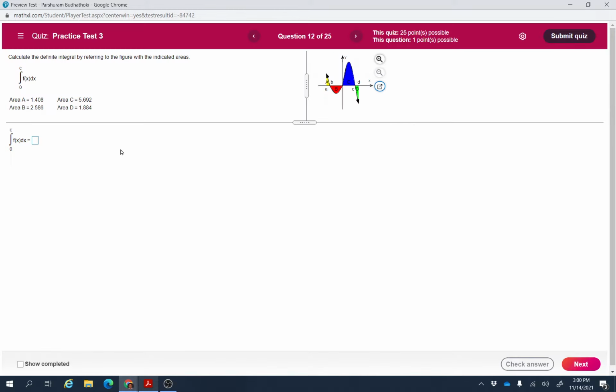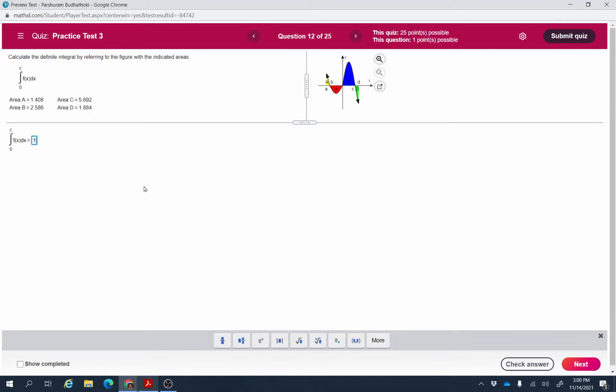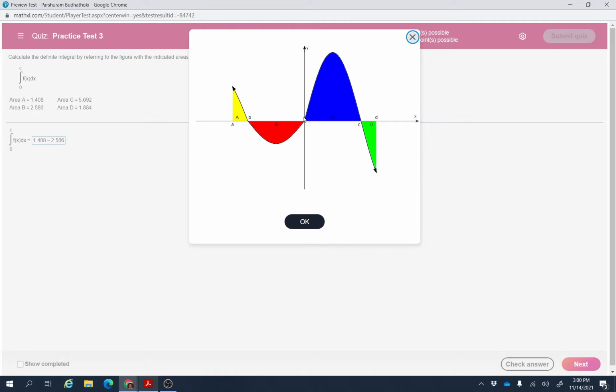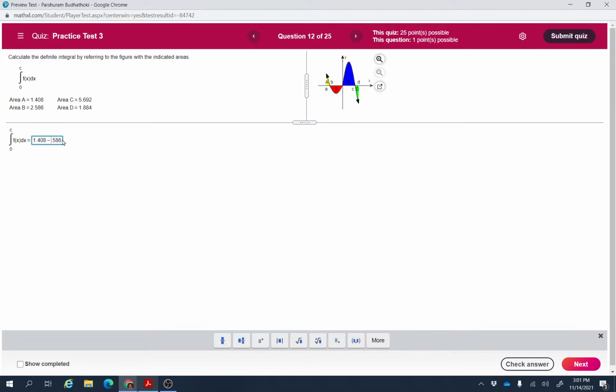So eventually, whenever the graph is above the x-axis, just take that value, but if the graph is below the x-axis, subtract that area, and that will help you find the integration from 0 to c. Oh, okay, I almost made a mistake here. 0 to c means from here to here, so we don't have to worry about the A, B, and D parts. So 0 to c is just the area of C, which is 5.692.